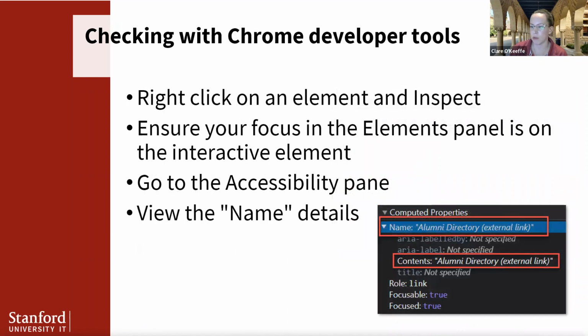So here's a screenshot of the Chrome developer tools, the accessibility pane. I'll show you how to get to this so it's a little more clear, but you can see that we're looking at a link because it actually says role link. And where it says name, it shows you alumni directory external link. And you can actually see where it came from. It's coming from contents. It's not coming from aria-labelledby because that's not specified. It's not coming from aria-label because that's not specified. It's coming from contents. So that's kind of cool. You can actually see where the name is coming from.